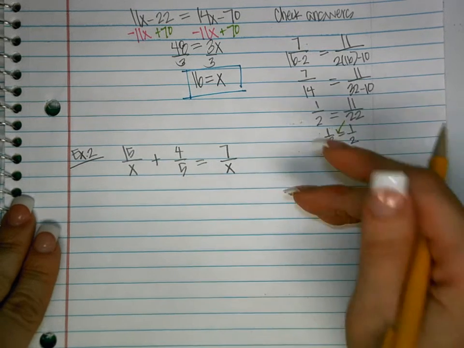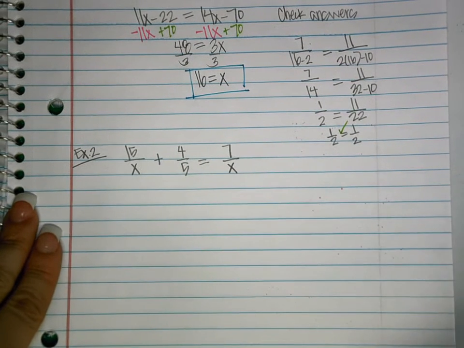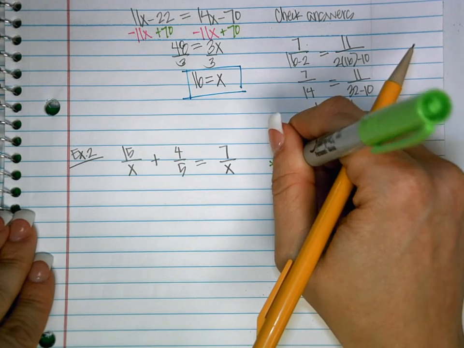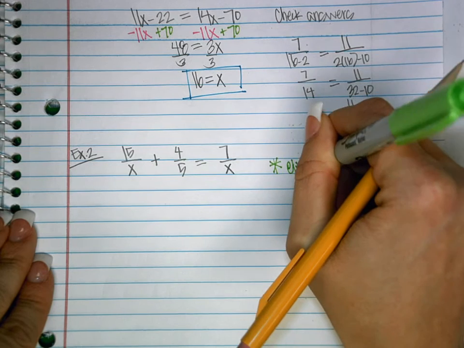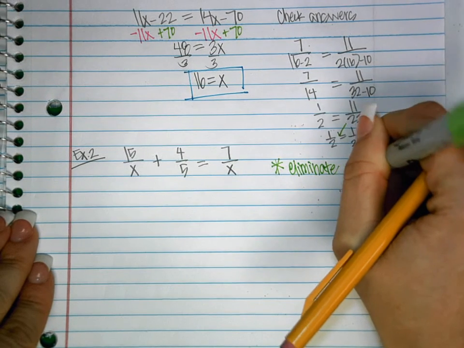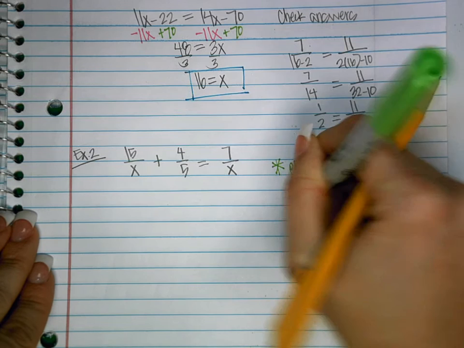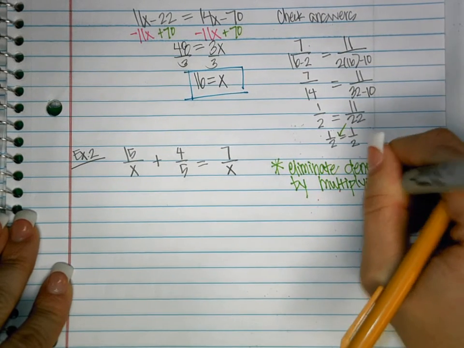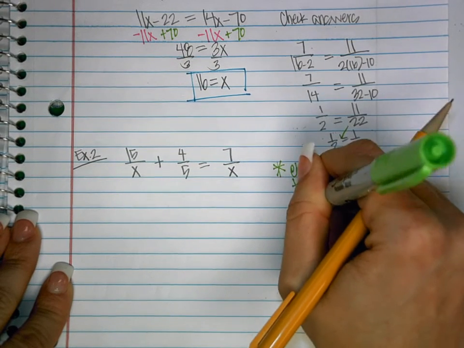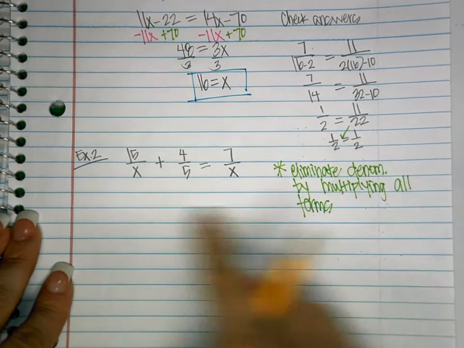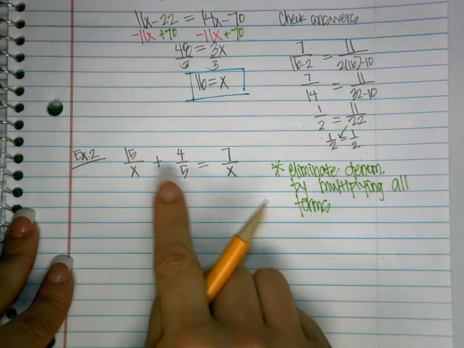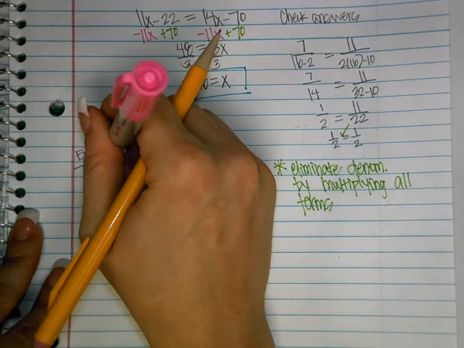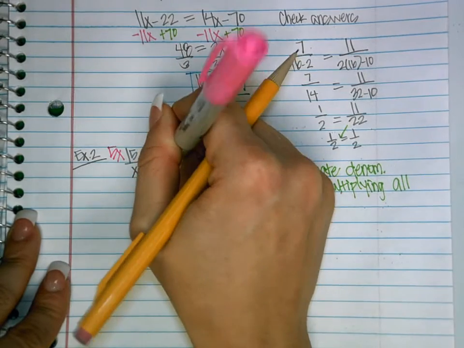These are very similar to what we did yesterday with the complex fractions, the double-decker fractions, when we wanted to eliminate denominators. You want to eliminate denominators by multiplying all terms. If I'm going to eliminate an x, a 5, and an x, what do you think I can multiply through by? 5x.